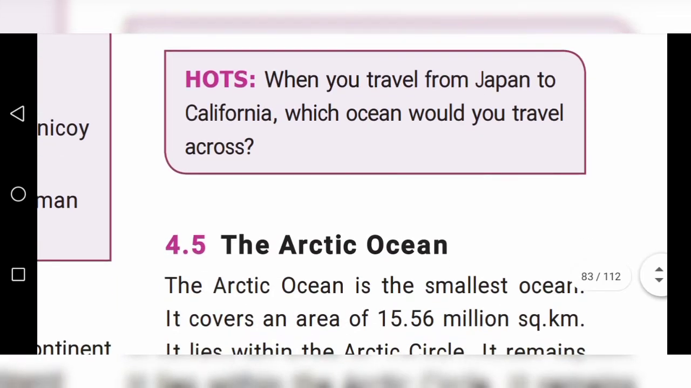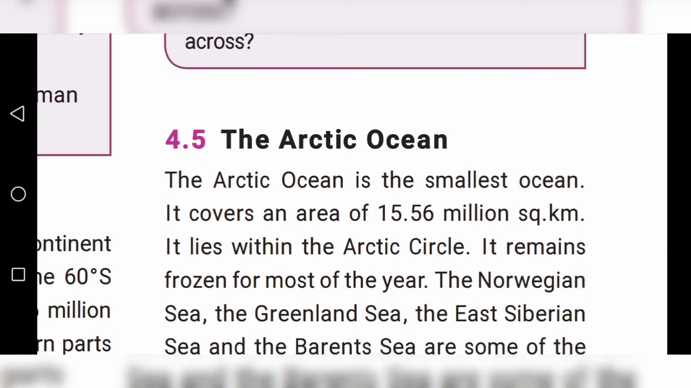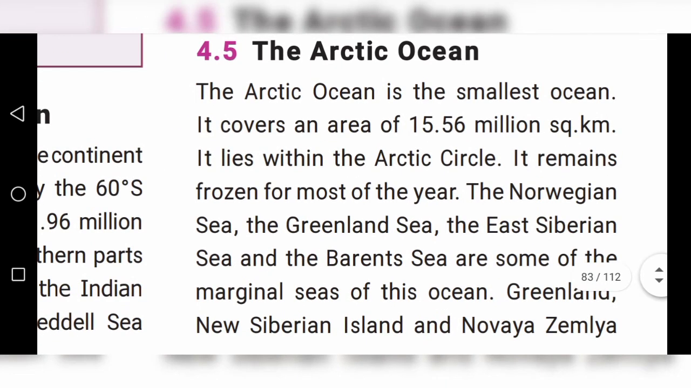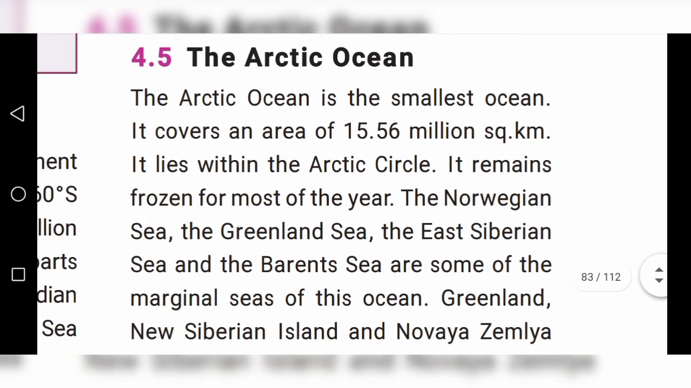Okay. Next one, the Arctic Ocean. The Arctic Ocean is the smallest ocean. It covers an area of 15.56 million square kilometers. It lies within the Arctic Circle.